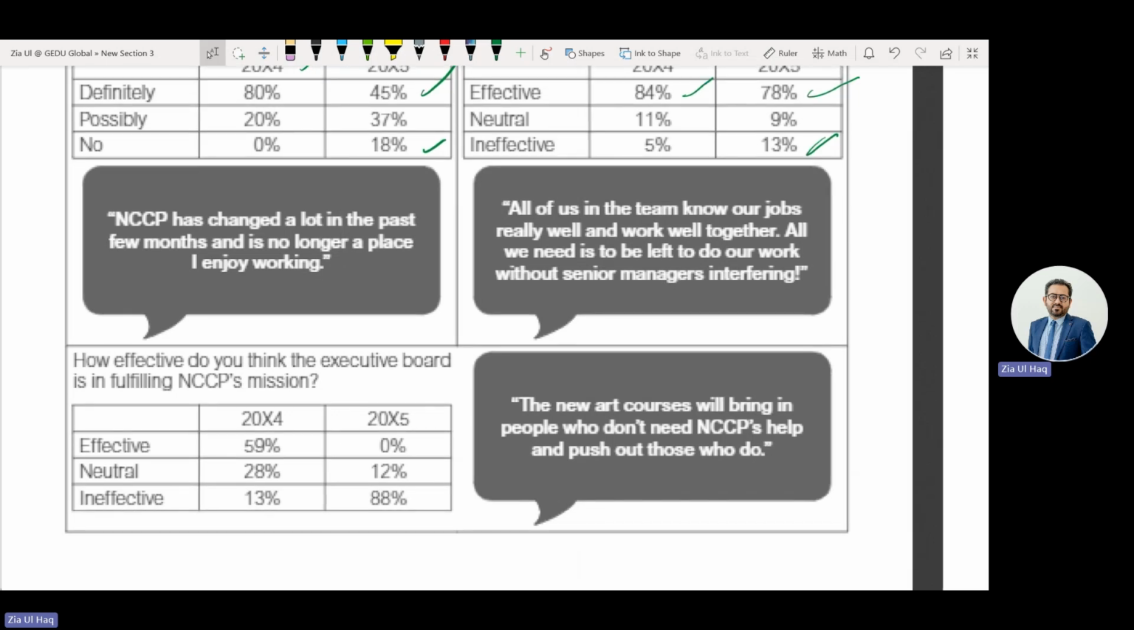Last question: how effective do you think the executive board is in fulfilling NCCP's mission? 0%. Employees are not happy with the management, their strategies, their plans. They are saying the board is ineffective in meeting the mission. Ineffective, 88% said. And the comment: the new art course will bring in people who don't need NCCP's help and push out those who do.